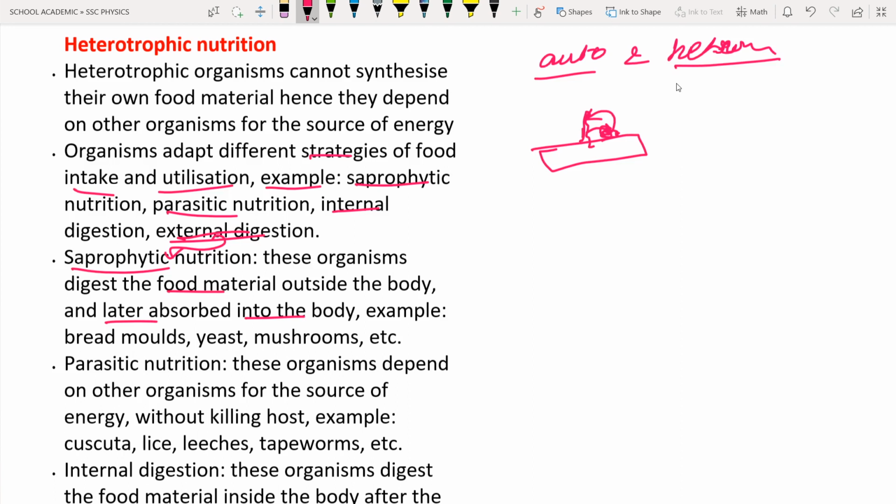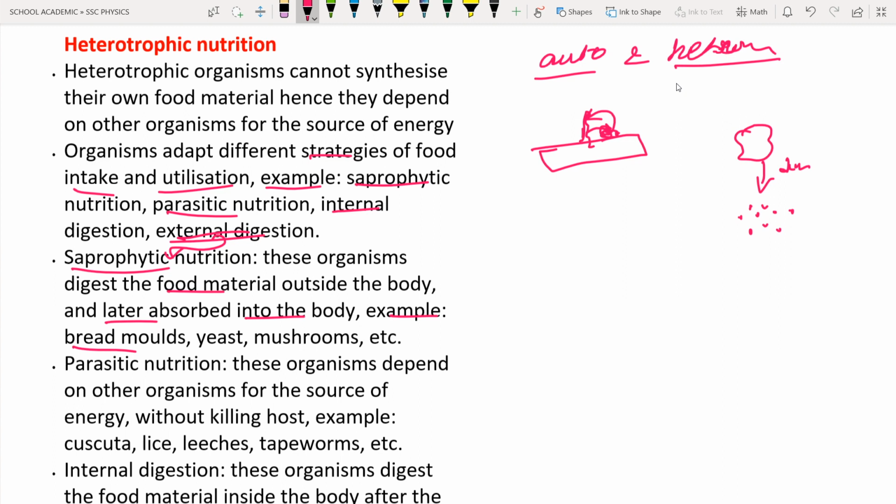What is meant by digestion? Digestion means the complex food material, after digestion, gets converted into small individual nutrients. These nutrients can be absorbed by the body. This is known as digestion. We all need such nutrients for body growth and also body build up. For example, we can see the bread mold like Rhizopus.